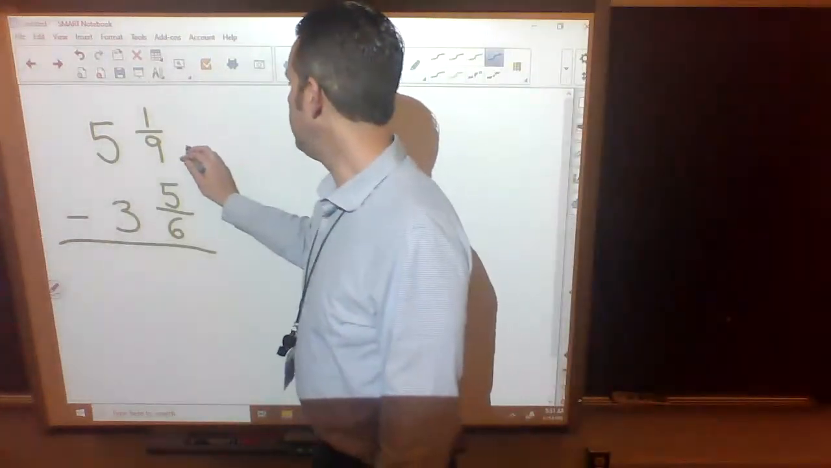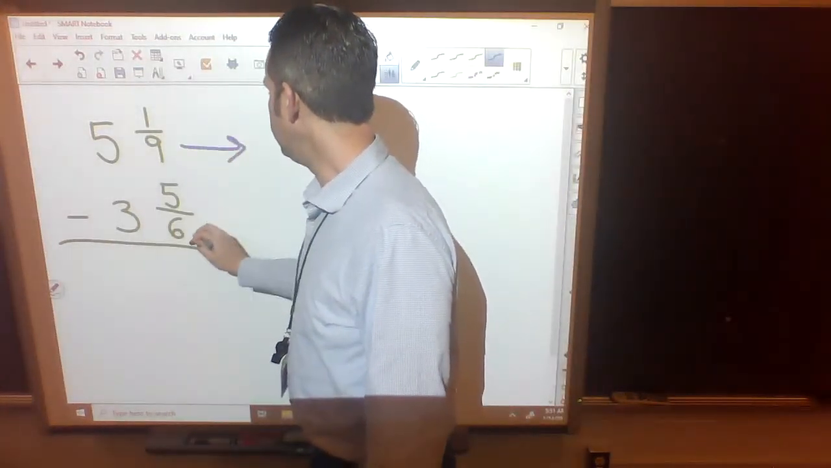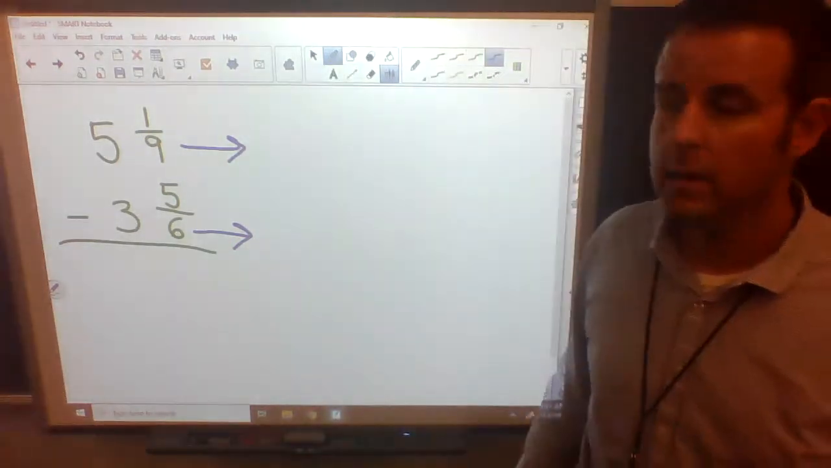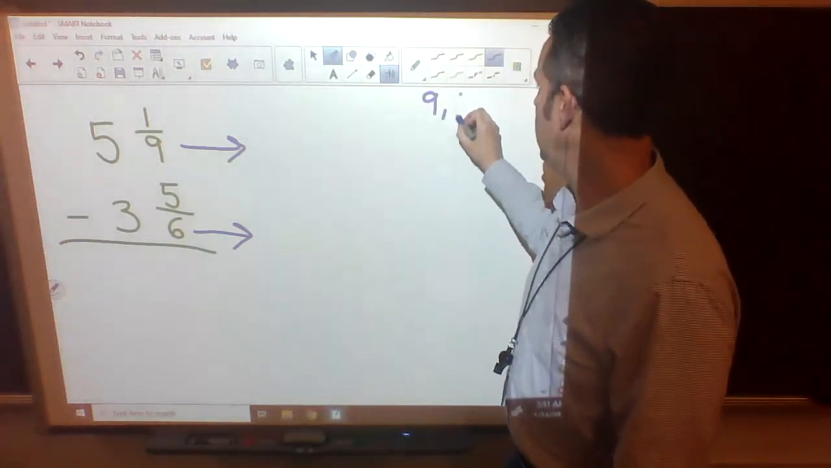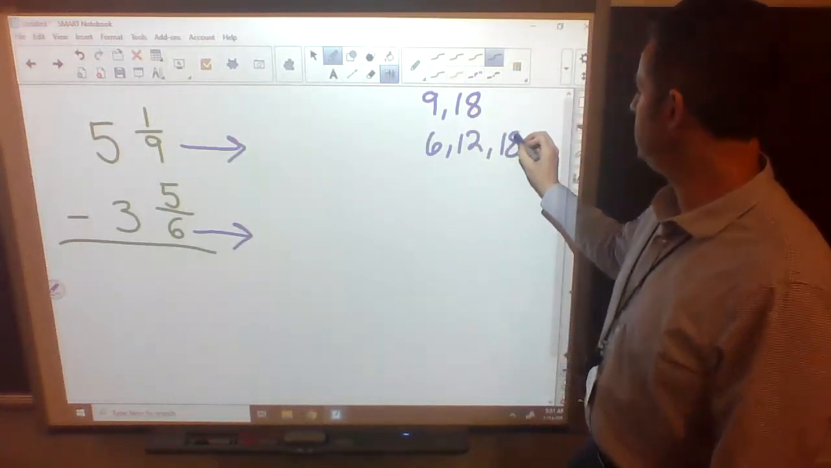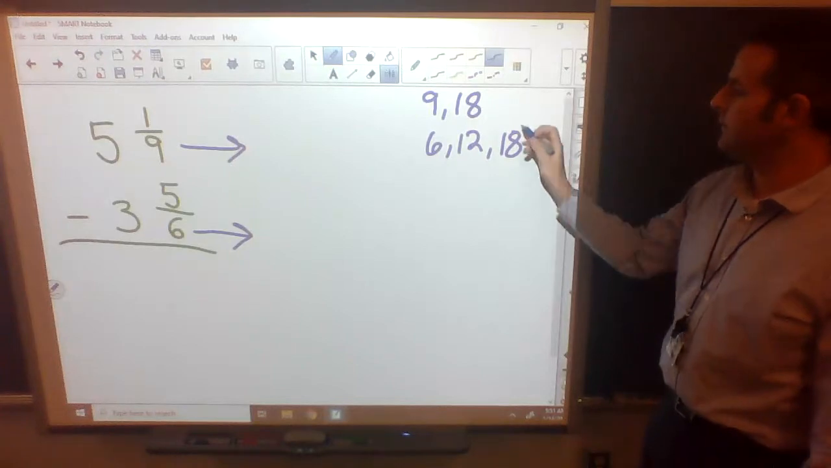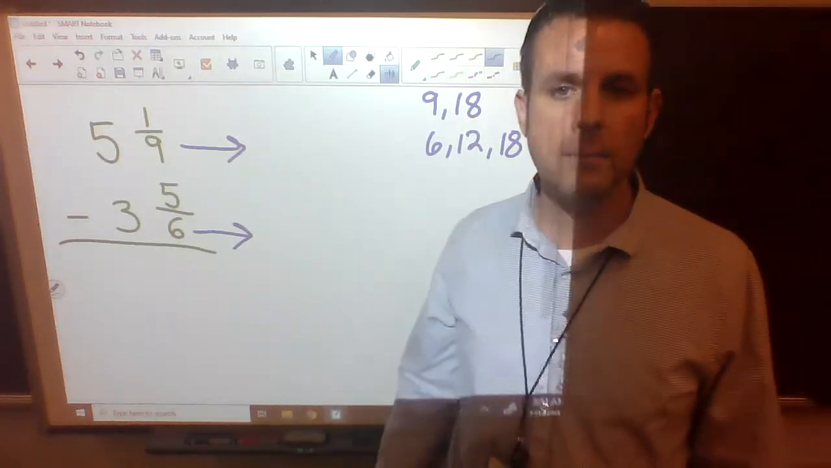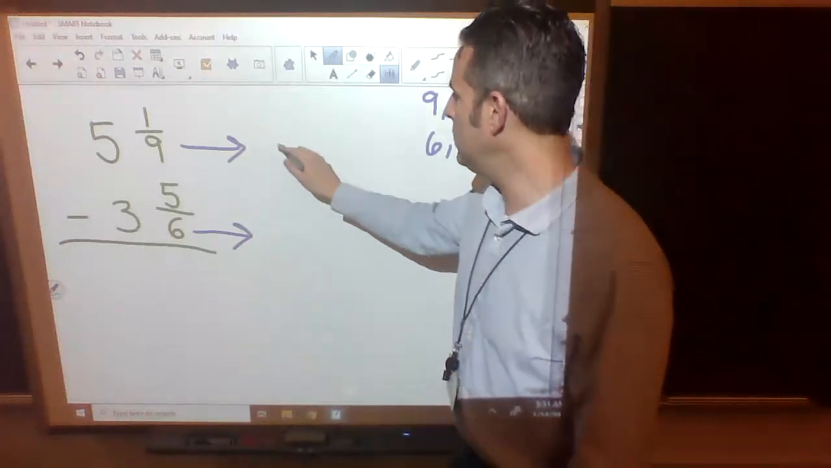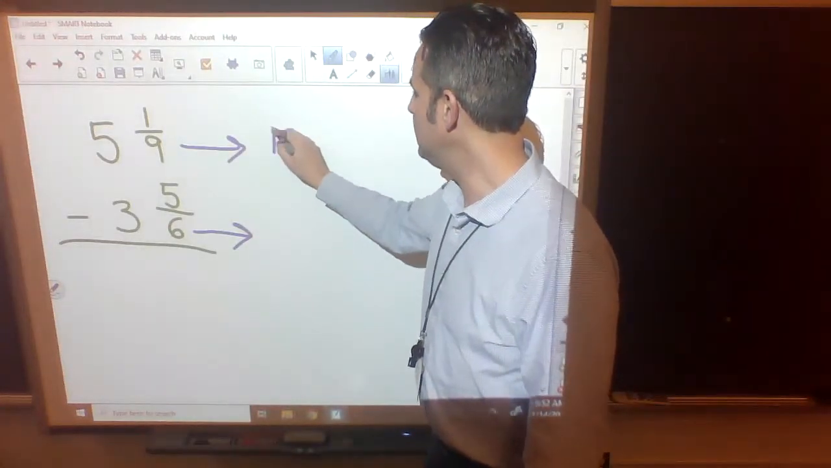So we have to count by 9s, and we have to count by 6s until we find a number that's in both of those. So we go 9, 18, and 6, 12, 18. Check it out. We count by 9s, we count by 6s. 18 is the least common multiple. It is the first number that appears in both lists. So we have to change them both to 18s.